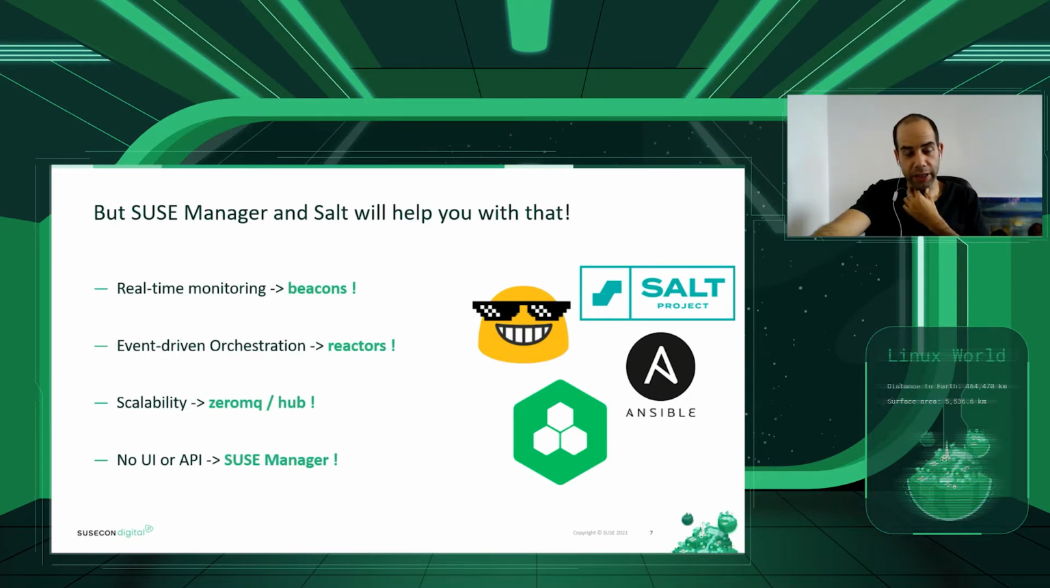Then for scalability, Salt does not use SSH. It uses ZeroMQ, which is much faster and scales way bigger than SSH. And we have also the Hub. Hub is a SUSE Manager component that will allow you to aggregate different SUSE Manager servers, therefore Salt masters. And of course, we provide the UI and API of SUSE Manager. So you have a UI where you can see all your infrastructure and you can operate it in an easy way from a UI and API.